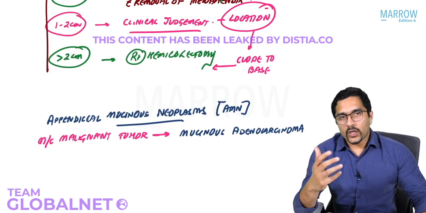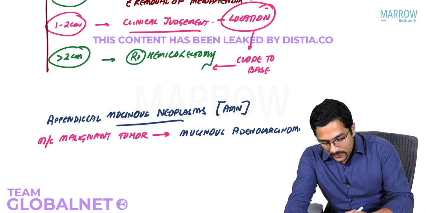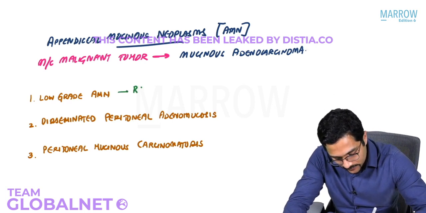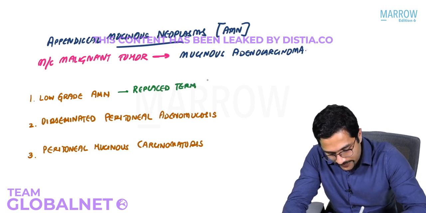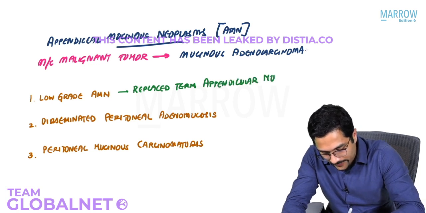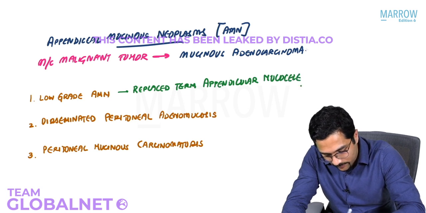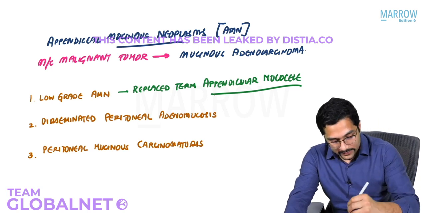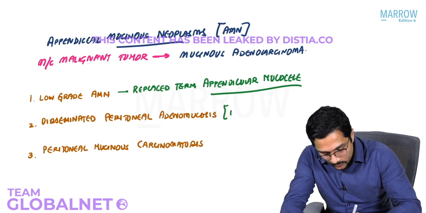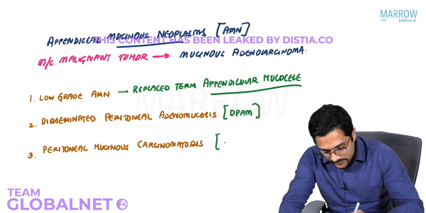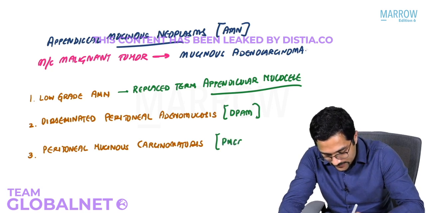The 3 new terminologies in appendicular mucinous neoplasms are, first, low-grade AMN. Low-grade AMN has replaced the term appendicular mucocele. So earlier the term appendicular mucocele has now been replaced by low-grade appendicular mucinous neoplasms. The other 2 are DPAM, that is disseminated peritoneal adenomucinosis. This is DPAM. And the third one is peritoneal mucinous carcinomatosis, that is PMCA.